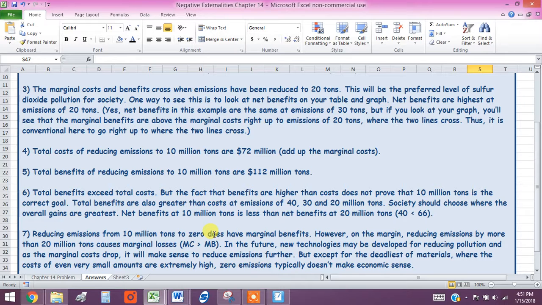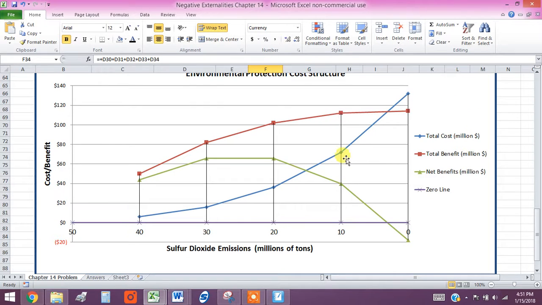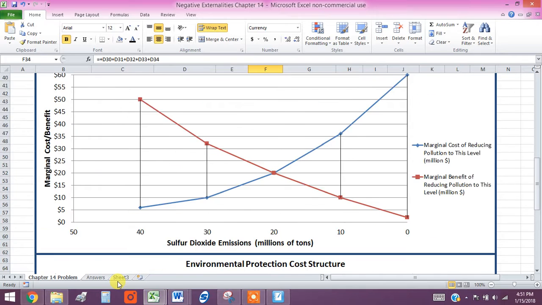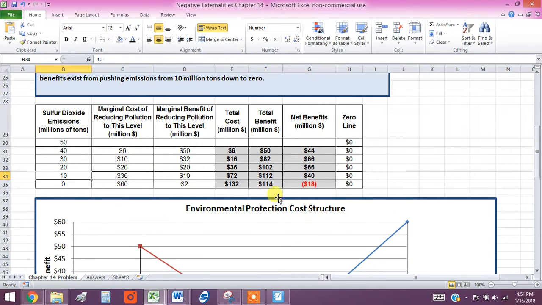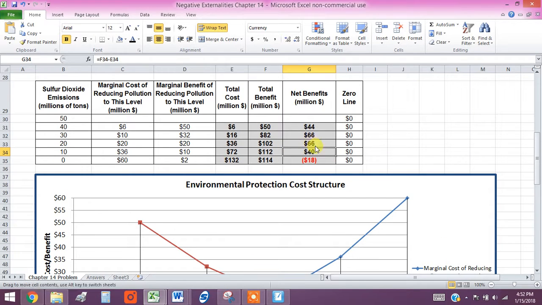Society should always choose where overall gains are the greatest. Net benefits at 10 million tons is less than net benefits at 20 million. So if we look back at our graph again, we can see that at 10, right here, net benefits are substantially lower. They're at 40 million, or actually I think it's 44 maybe. Let's look and see. At 10, no, it's at 40, yeah. Whereas at 20, if we stop at 20, our net benefits are the highest. It's 66. So that's why we don't go down to 10.